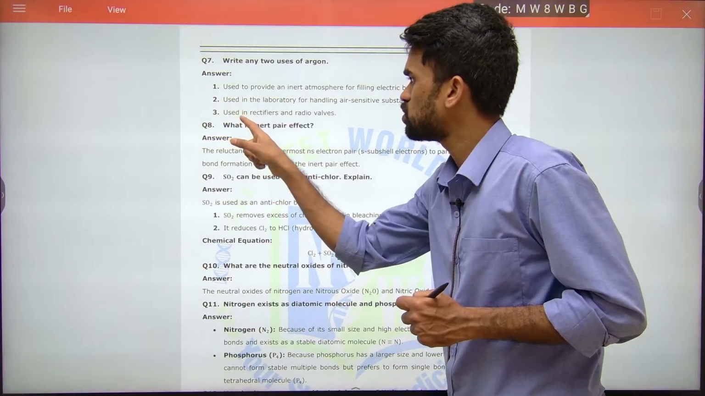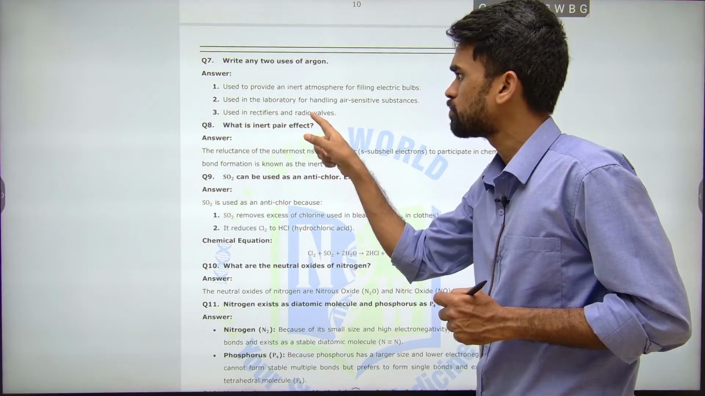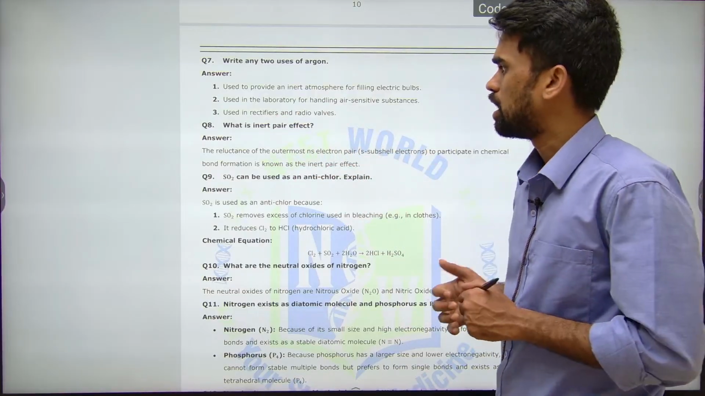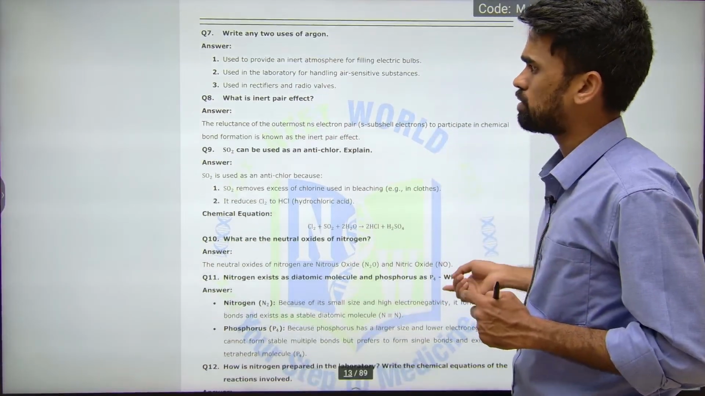Next, it is used in rectifiers and also radio valves. Okay, that's it.